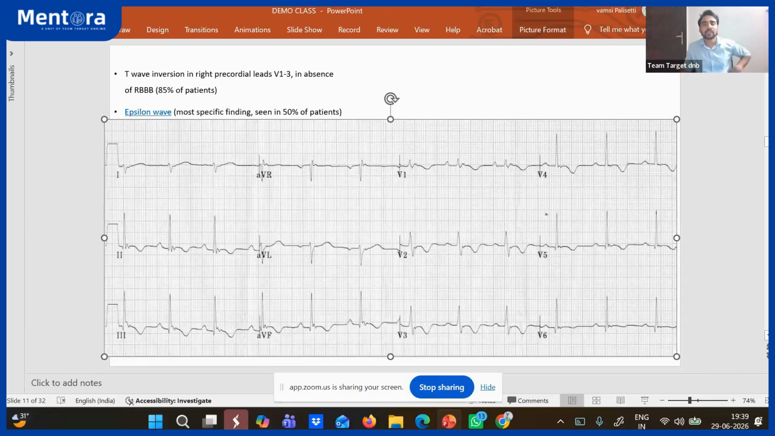So this time they asked about Brugada syndrome because it causes sudden cardiac death. There are one or two ECGs which can also cause sudden cardiac death. So you have to remember that here. When you see this ECG, what is the abnormality? Can anyone say?